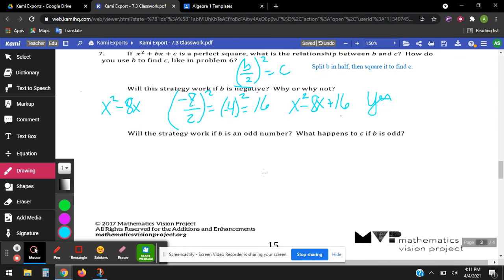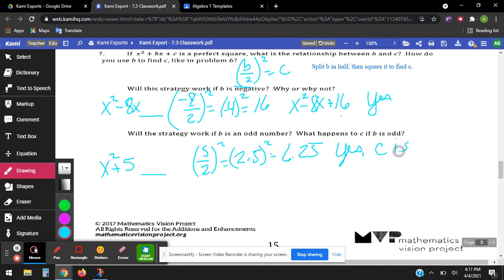Okay, does it work if it's an odd number? Well, let's try it. X squared plus 5x. We want to complete this, right? So let's plug it in. 5 divided by 2 squared. Well, half of 5 is 2.5, squared is 6.25. So does it work? Yes. C is just a decimal. So it does work.